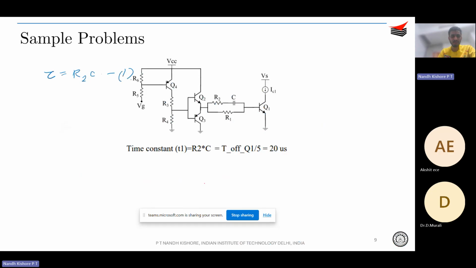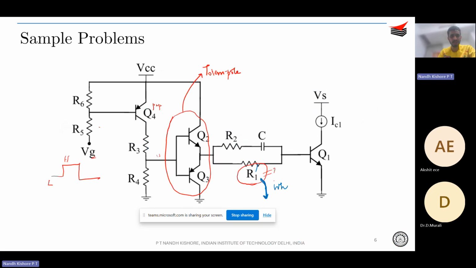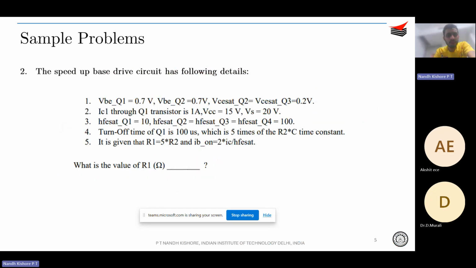And the second expression was, you can go back to the question over here, right? They have given turn off time for Q1, focus at point number 4. The turn-off time for Q1 is 100 microseconds, which is 5 times the R2C time constant. Correct? So 5 into R2C is equal to what? 100 microseconds. Okay. Therefore, you can reduce that R2C is basically 20 microseconds. Okay. So this is the first relation that we have got.